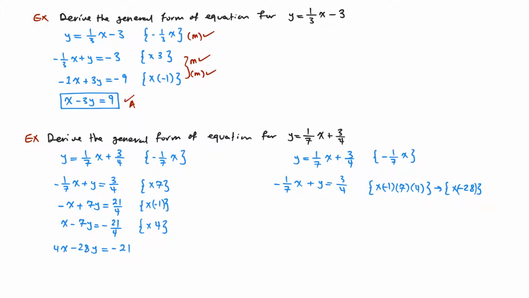So multiplying everything by negative 28, I get negative 28 over negative 7 here, so that gives me positive 4x. Negative 28 multiplied by positive y gives me negative 28y. And negative 28 multiplied by 3 over 4 gives me negative 21. And you can see that we arrived at the exact same solution, just in much fewer steps.